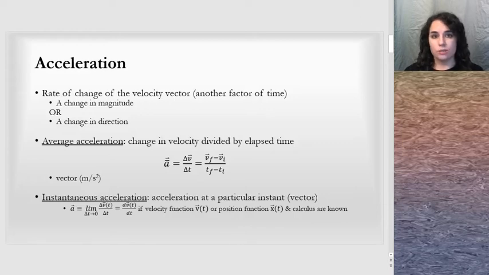A vector has magnitude and direction, therefore the velocity vector may change in magnitude or it may change in direction. These are two separate types of acceleration. The first we call a linear acceleration, and the second one may result in circular motion. That's not linear, right? So these are two different types.